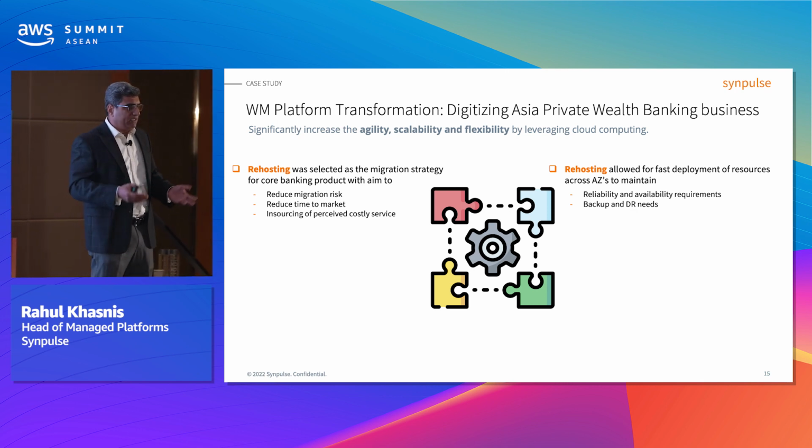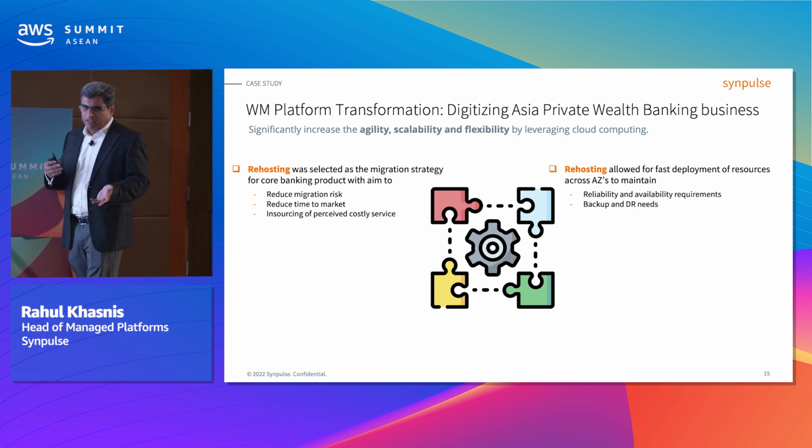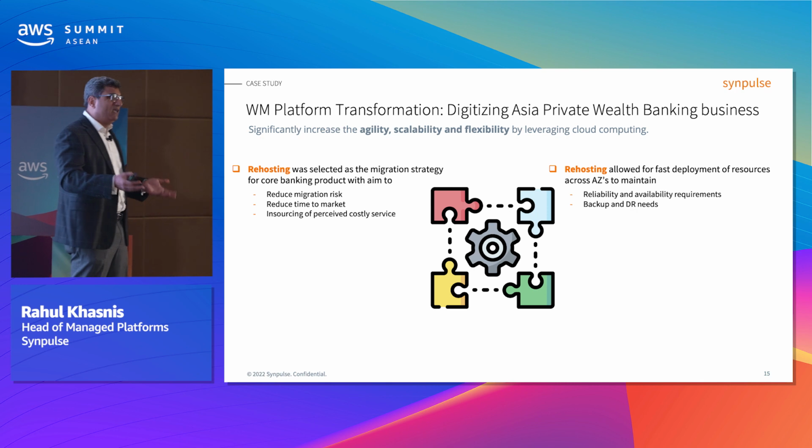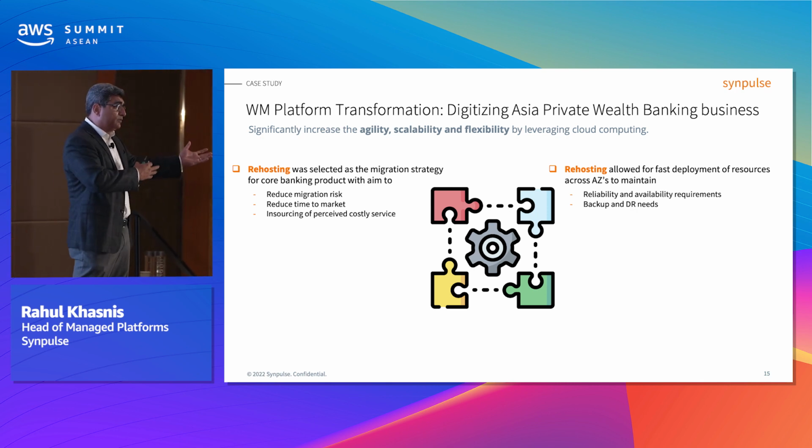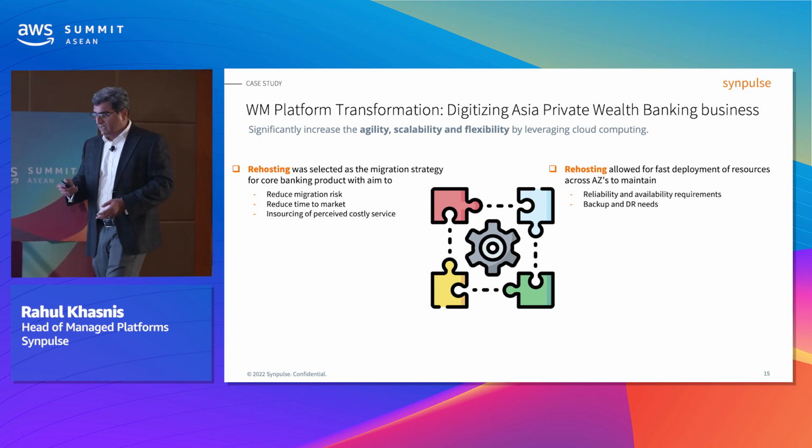With cloud, you have multiple AZs, multiple regions, so your reliability, availability, backup, and DR scenarios don't have as much of an implication as they would have if you wanted to move to a new data center and set everything up.